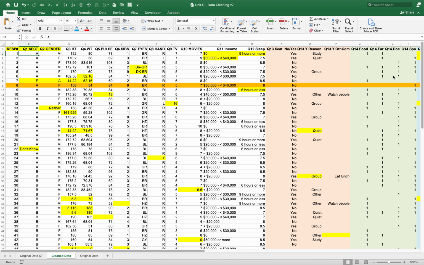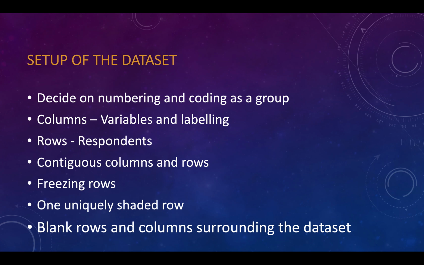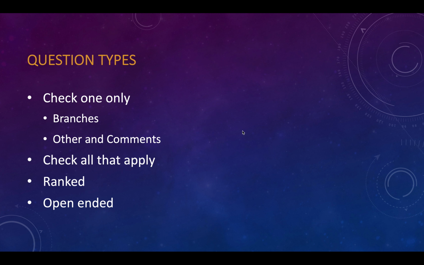The next thing that you want to do here is to talk about how you actually clean up the data. So we're going to get into that a little bit later. But at this point then, we've talked about the setup of the data. And I guess I should have gone to this slide here. We talked about the question types. Again, there are 4 types. There's a check one only, which may also include branches. And then we've got check all that apply, ranked questions, and open-ended questions. So I'm going to end the video at this particular point here, and then we're going to pick up the next important part, which is about cleaning up the data. So let's stop it here.